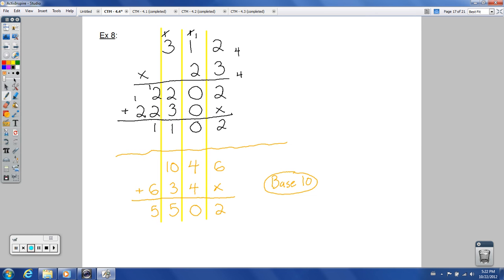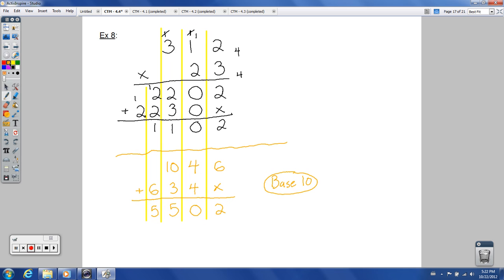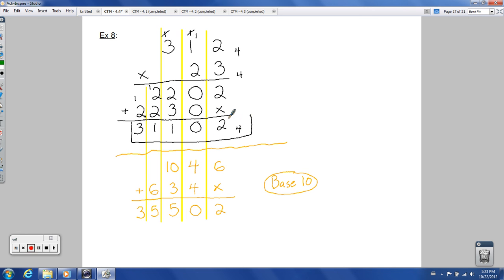Looks like I'm going to add one more yellow line here just to keep my stuff straight. And so from here, what do I have left? I've got 1 plus 2, that would just be 3. No need to convert a 3 there. And so I would have 3 right here. So this whole thing, this is my final answer here. 3, 1, 1, 0, 2, base 4.